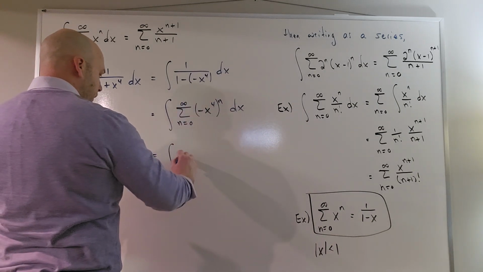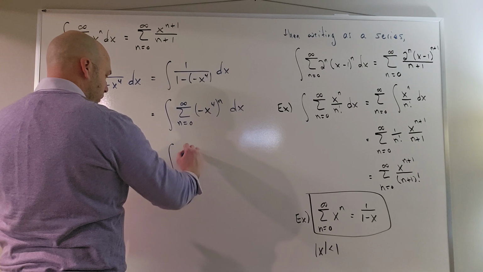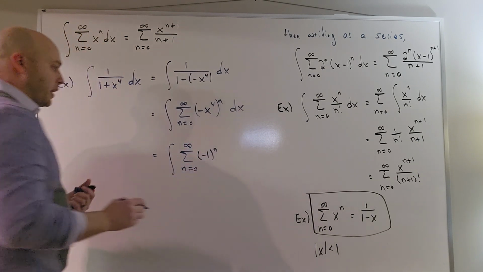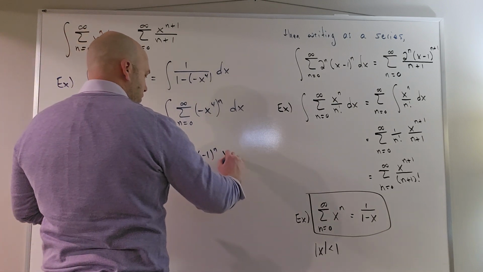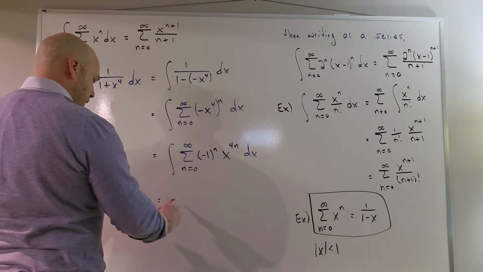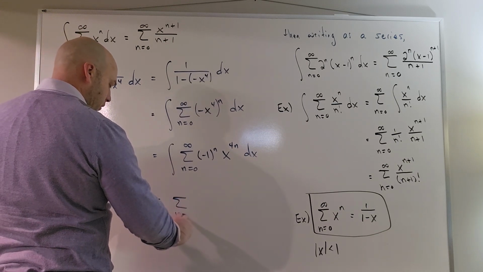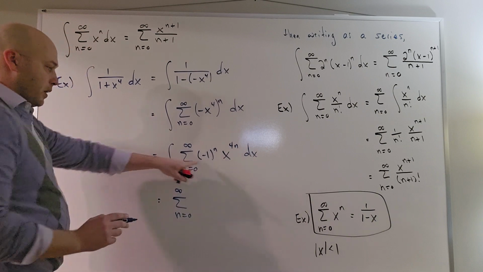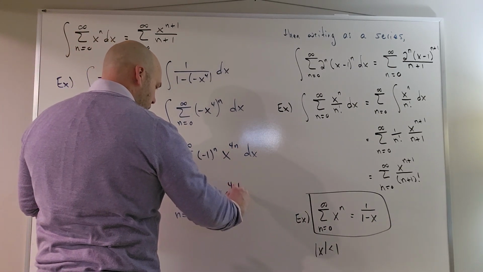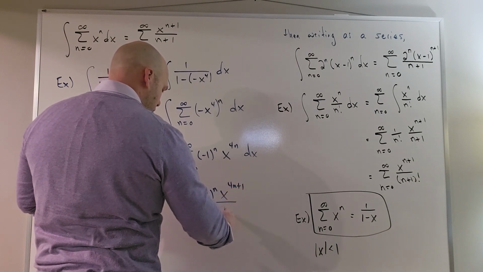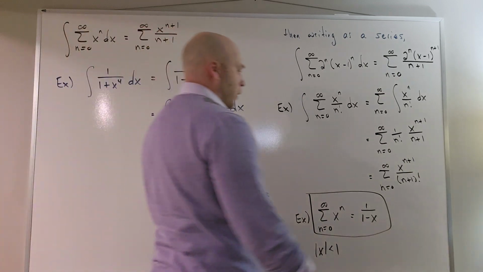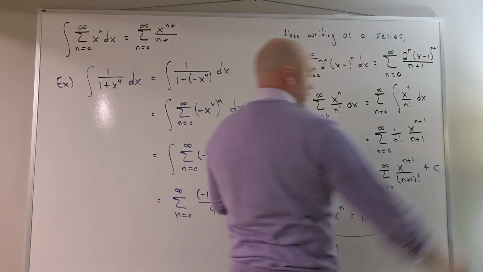Well, let's clean that up a little bit. This would be integral summation negative 1 to the n. So it's going to be an alternating series, and then x to the 4n. And then this just turns out to be an infinite series. Negative 1 to the n, x to the 4n plus 1 over 4n plus 1, and then of course plus a constant, which I guess I should have put over here as well, since this is an indefinite integral.